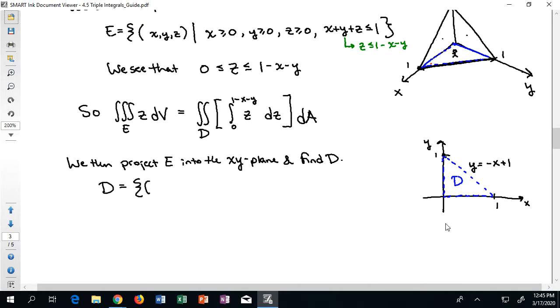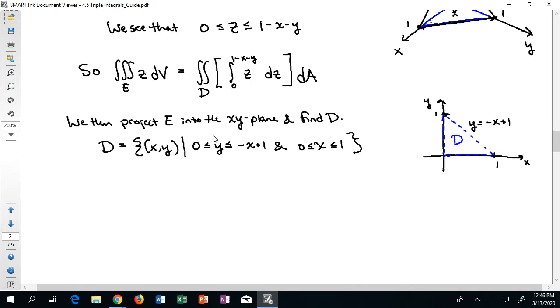D is equal to a bunch of x, y points where, let's see, I'm going to treat this as a type 1 region. So I'm going to say my y is bounded by, on the low side, a 0, but on the high side, a negative x plus a 1. And my x is bounded from 0 to 1. Now I've discovered how to fill in this dA and this set of bounds.